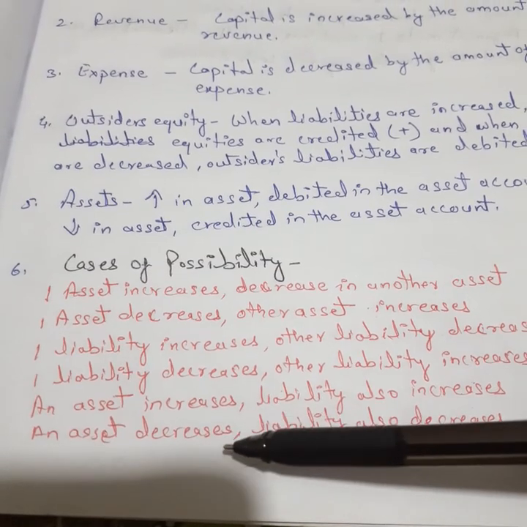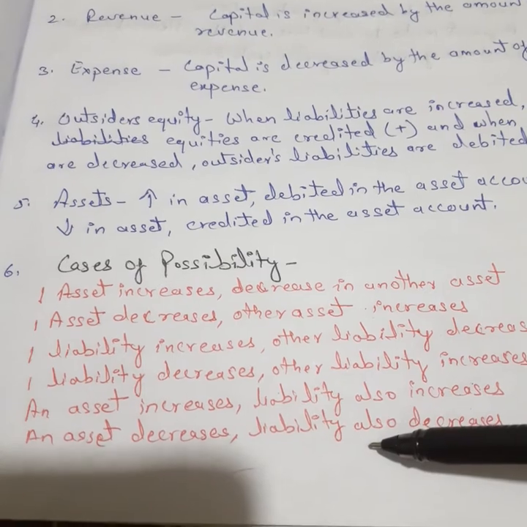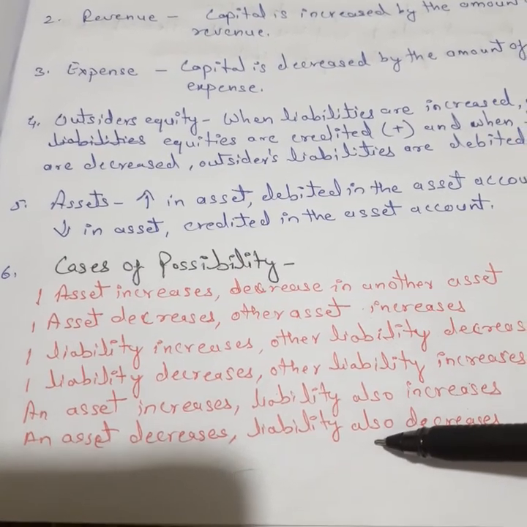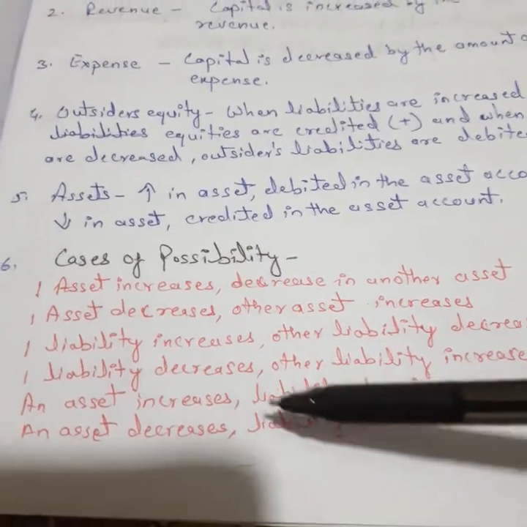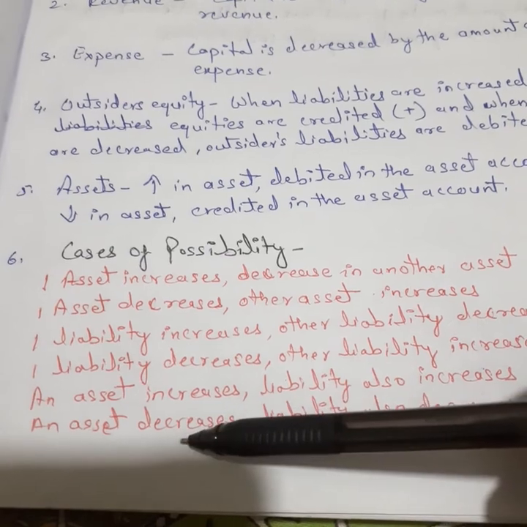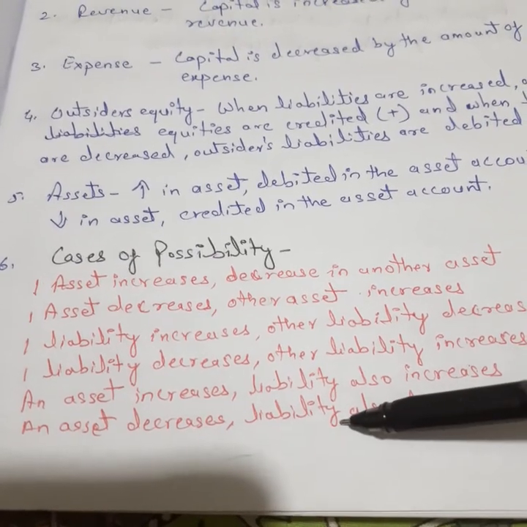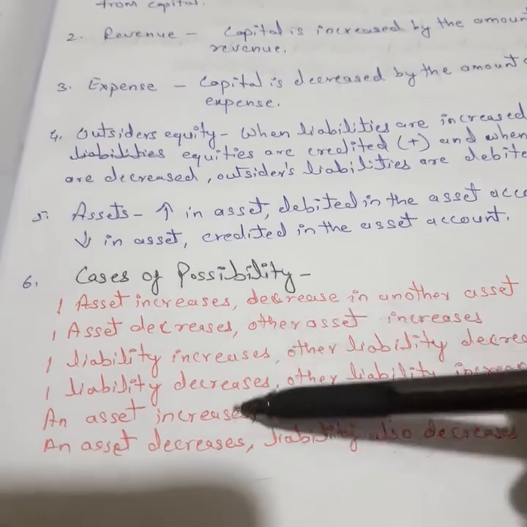An asset decreases and liability also decreases. Here you can think of it like this, like if you paid cash to the creditors. Now yes, this example will suit this. If you paid cash to the creditor, your cash gets reduced, and since you paid the creditor, your liability also gets reduced. So these are the few cases of possibilities.